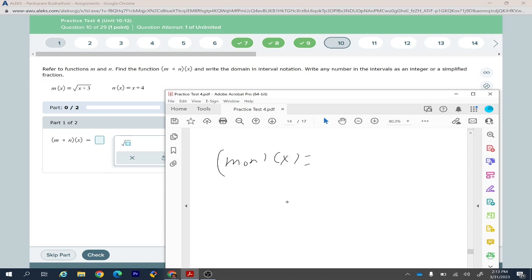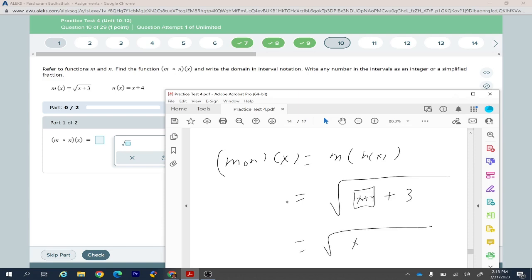So here the inner function is n and the outer function is m. So go to the m function, replace that x inside the m function by box, and inside that box plug the value of n of x, which is x plus 4. So eventually that would be square root of x plus 7. So that's the composition final function.